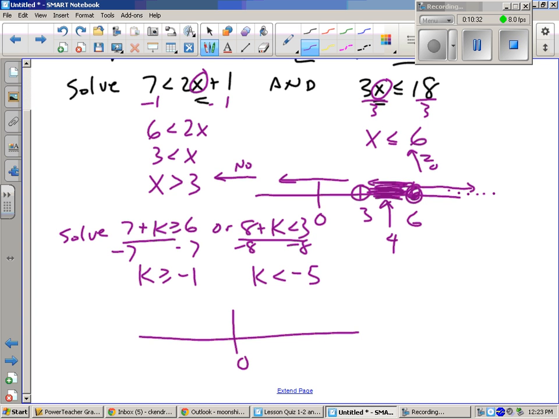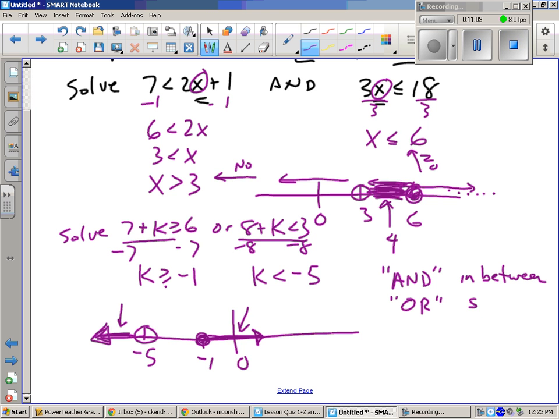So this time, here's 0, here's -1, -5. So this one's solid, and it's going to the right. This one is open, and it's less than, so it's going to the left. So it can be in here or here. It doesn't have to be the same, or it doesn't have to work for both at the same time. So in other words, the and words you're going to shade in between, and the or, it's going to be split, and it's going to shade in both directions.